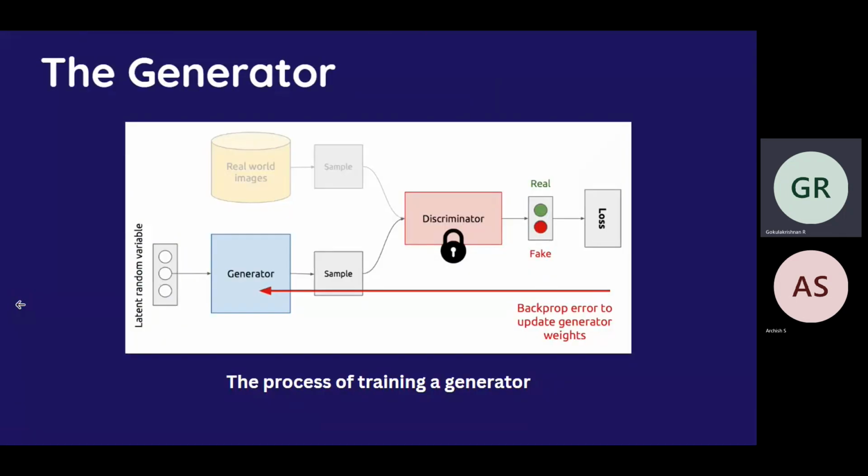Any idea on why we train only one network at a time? Why don't we train both of these simultaneously? Any thoughts? Anyone? If you have anything to say, please raise your hand.